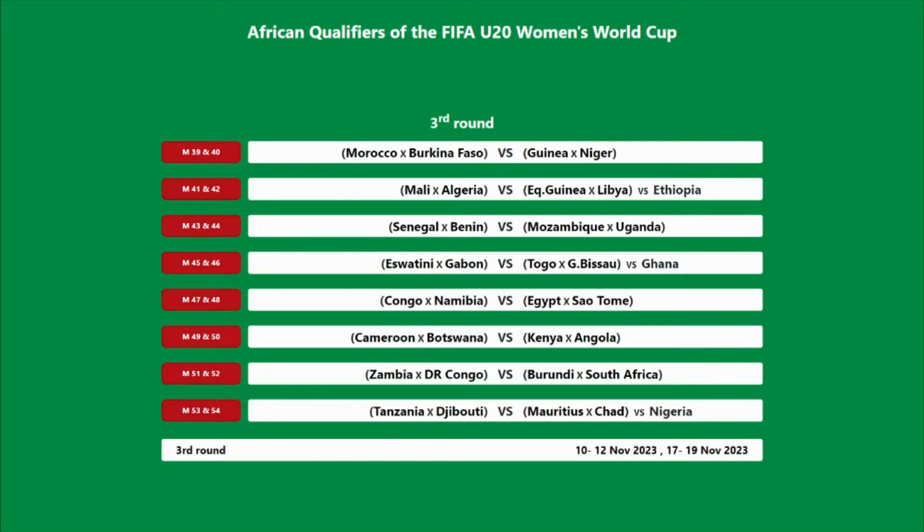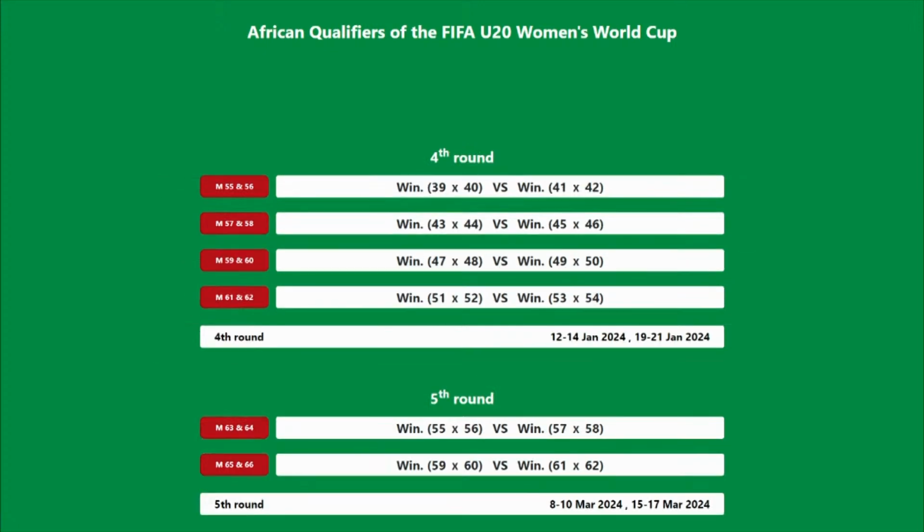The fourth and fifth round will have the teams who will win from the previous round. So we will have 8 teams qualified to the fourth round playing against each other by order of matches, 39-40 versus 41-42, and so on. The team mentioned first, or the match mentioned first, will play the first leg at home. The fourth round will be played from 12 to 14 January 2024, and second leg 19 to 21 January 2024.